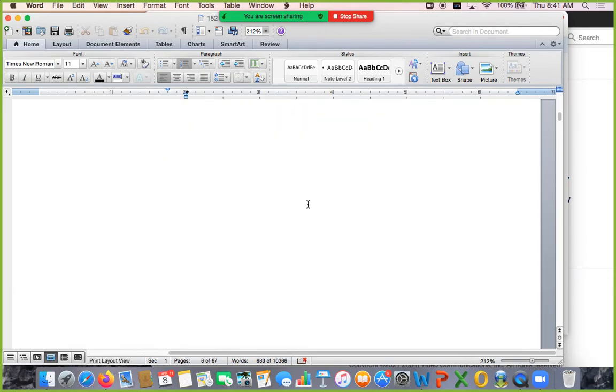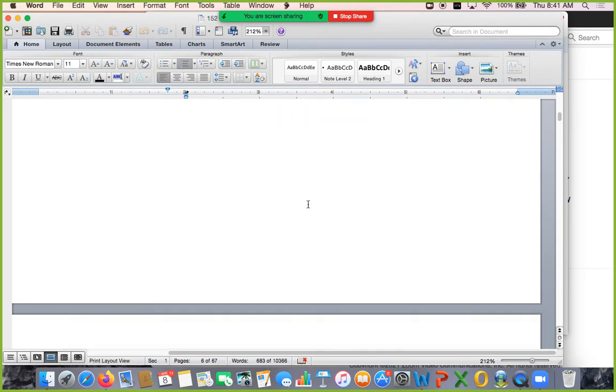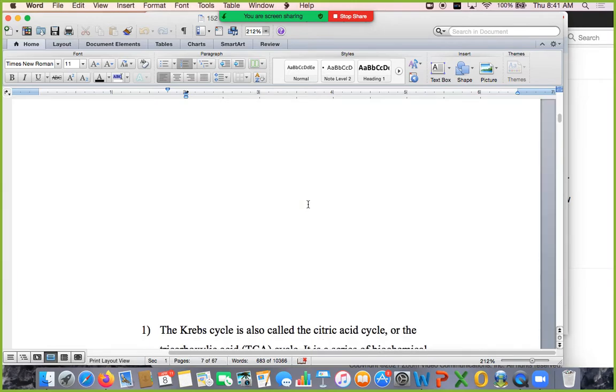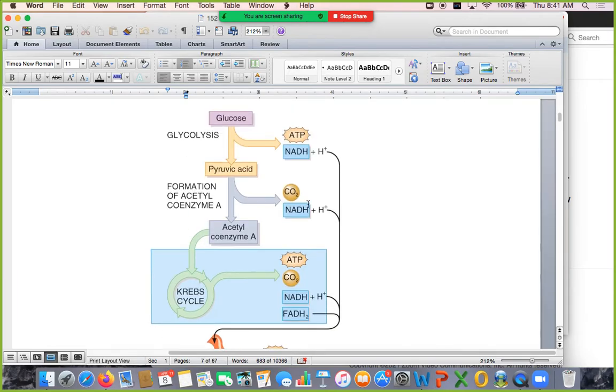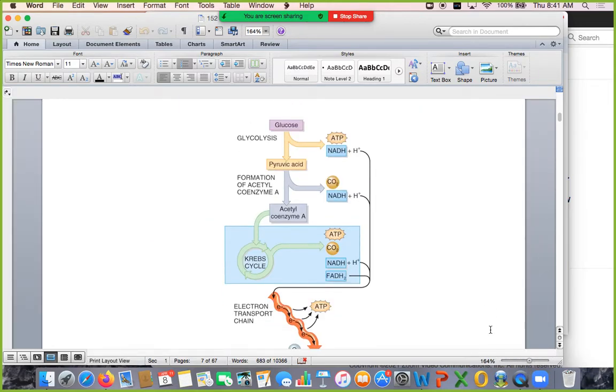And the Krebs cycle should be here. It should be here. All right, so let me make this a little bit smaller for those of you at home. Sorry, I have different screens on both of them.